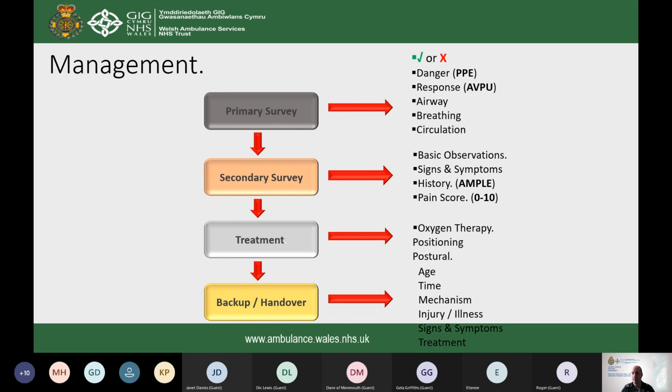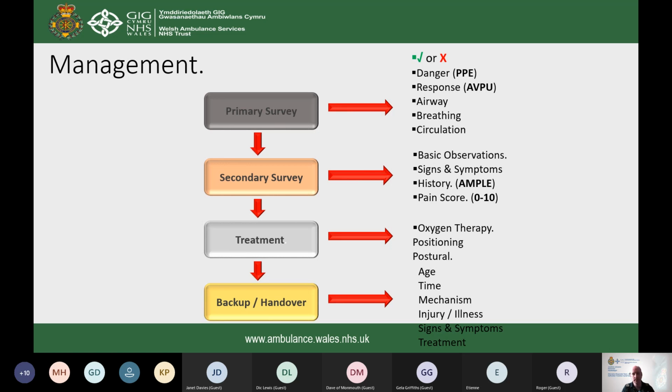Cool. So management then, we're going to do a primary survey. We're going to do our secondary survey. We're going to do some observations. We're going to do our SAMPLE history. We're going to treat them. We're going to give them some oxygen therapy if required.